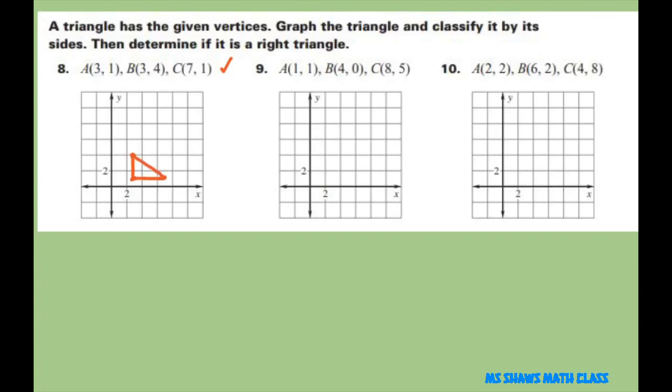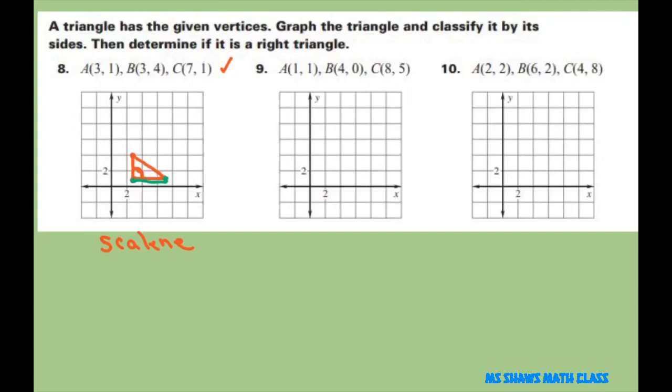All right. That is a right triangle. So we got that part. And it is a scalene because none of the sides are equal. The lengths of these sides, they're not equal. So it's a scalene right triangle.